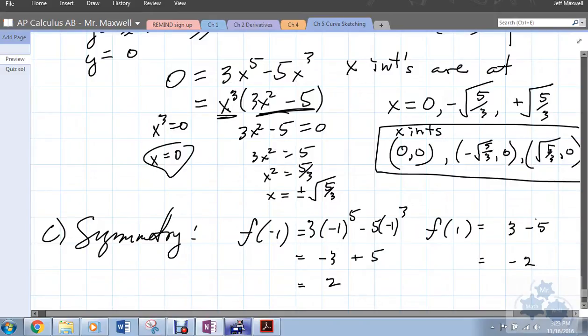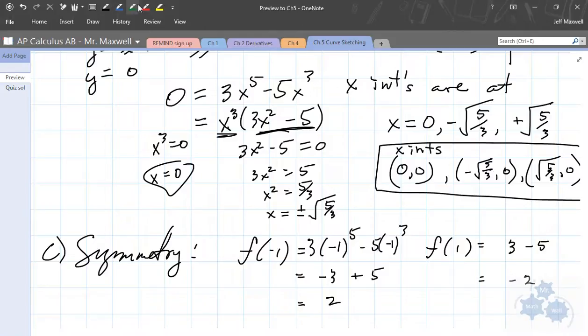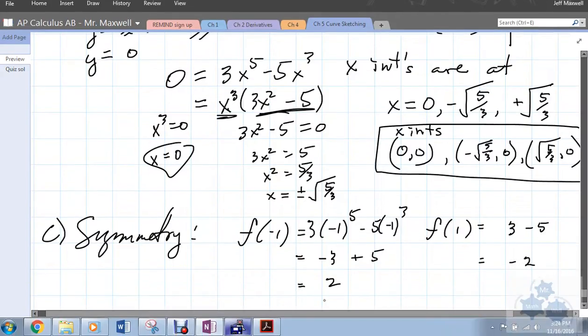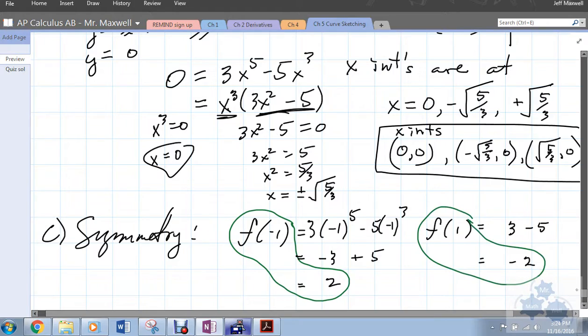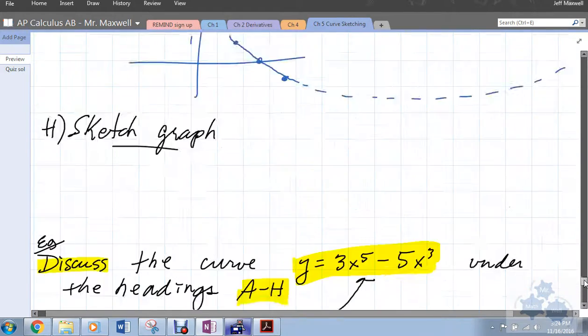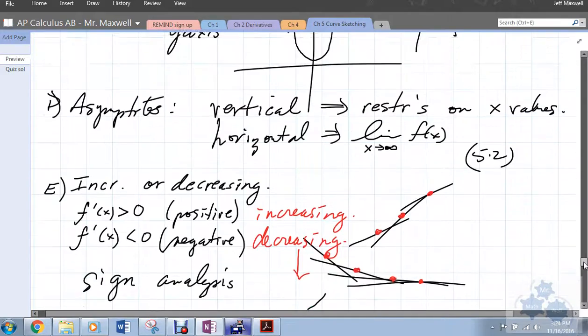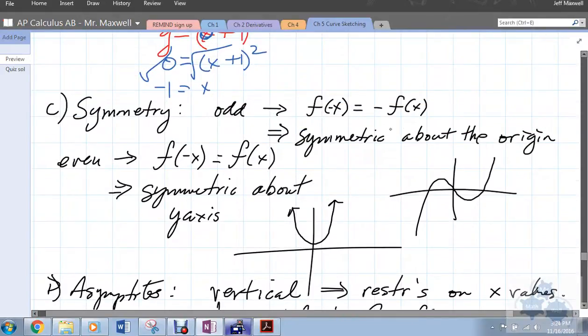Okay, does that look right there? So what does that tell us? That tells us that if you look at this here, f of negative 1 is positive 2, and f of positive 1 is negative 2. So does that follow, if we go back to the notes there, does that follow either one of these, odd or even?